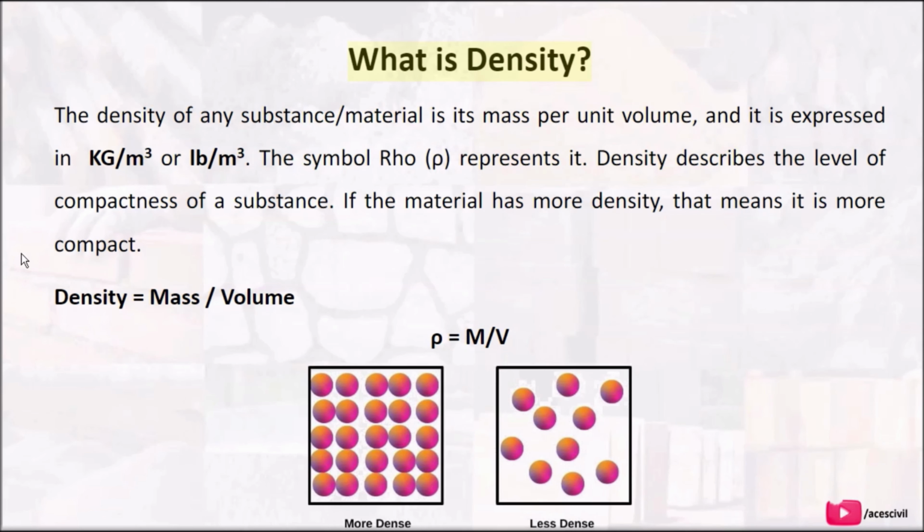What is density? The density of any substance or material is its mass per unit volume, and it is expressed in kg/m³ or lb/ft³. The symbol rho represents it. Density describes the level of compactness of a substance. If the material has more density, that means it is more compact. Density equals mass over volume, equals m/v.